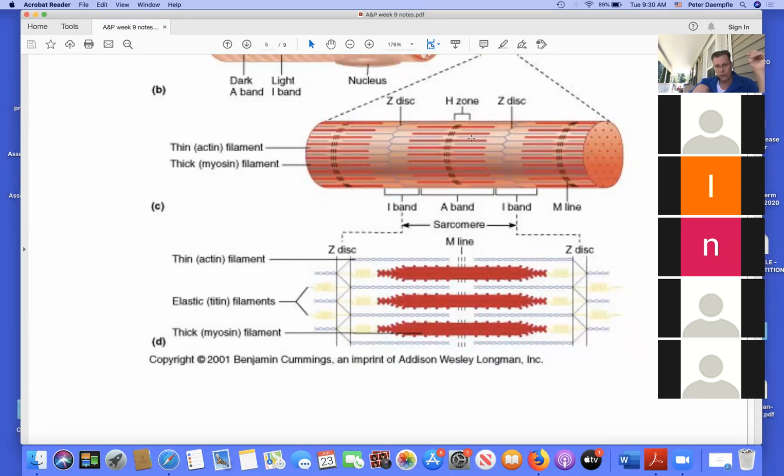The H zone is this, between one side of the M line and another. The H zone is the area where there's only myosin, right? Only myosin. So let me repeat this again. The I band looks thin and has just actin. The A band looks thick and has myosin. The M line goes right down the middle. The Z disc is the border, and the H zone goes down the middle and goes on either side of the M line and is just the myosin.